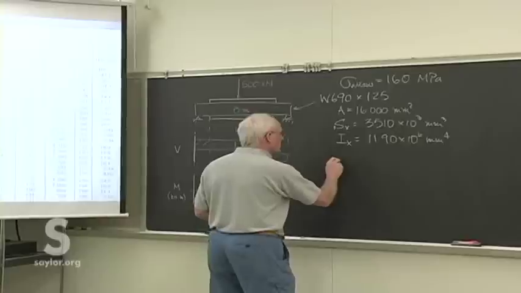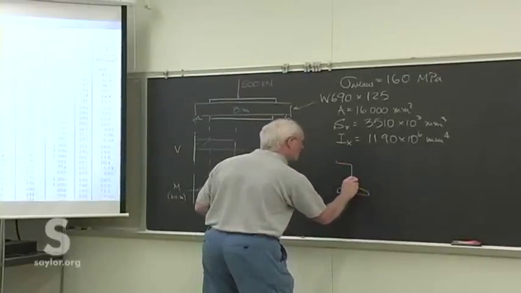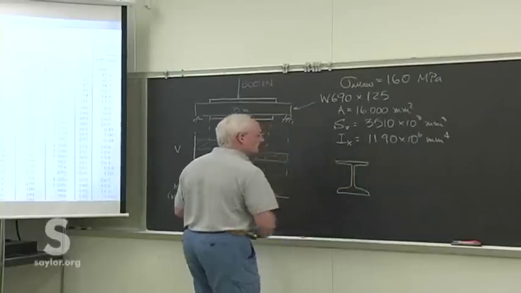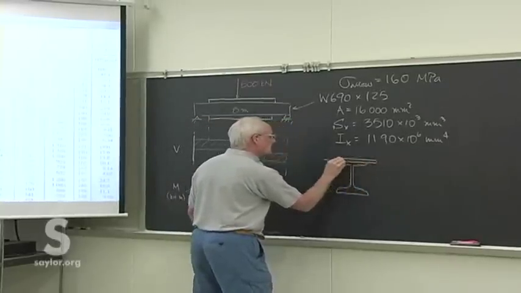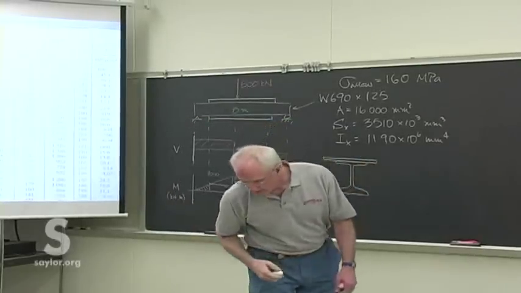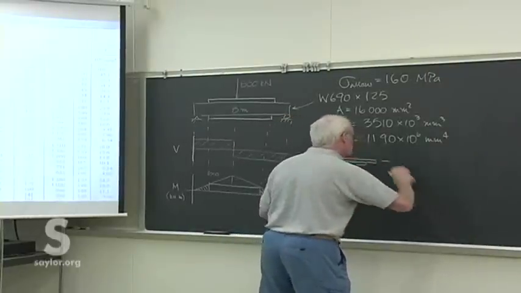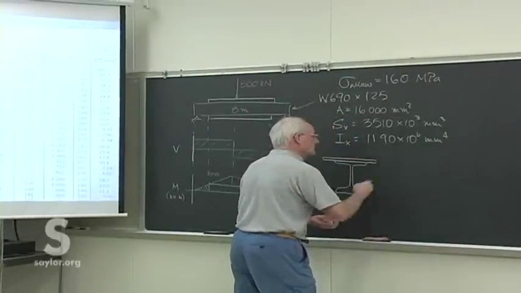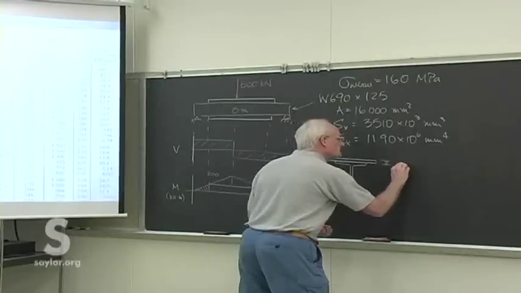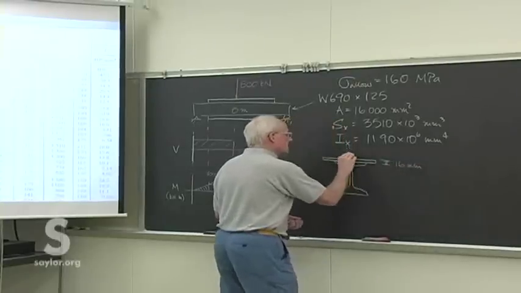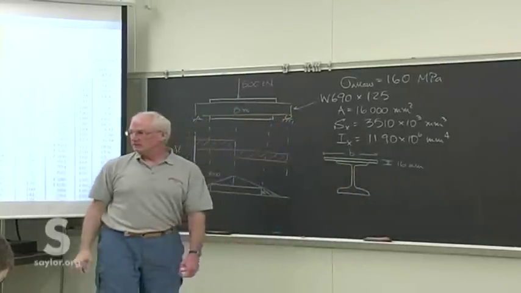So that'll make the cross section of the beam, which might look like that. We're going to weld some plate on because we also have that in inventory, and it's 16 millimeters in thickness. We've got lots of this plate. We can make it as wide as we need to.